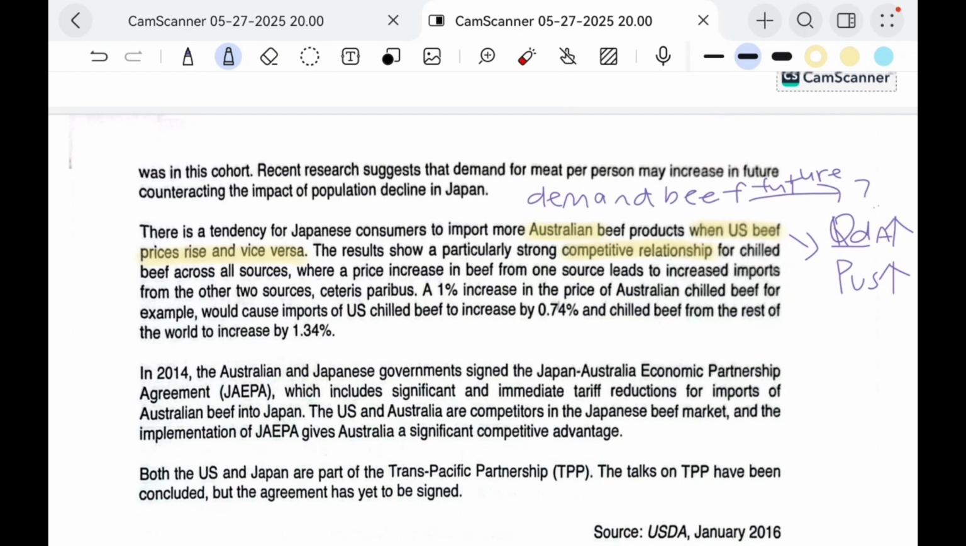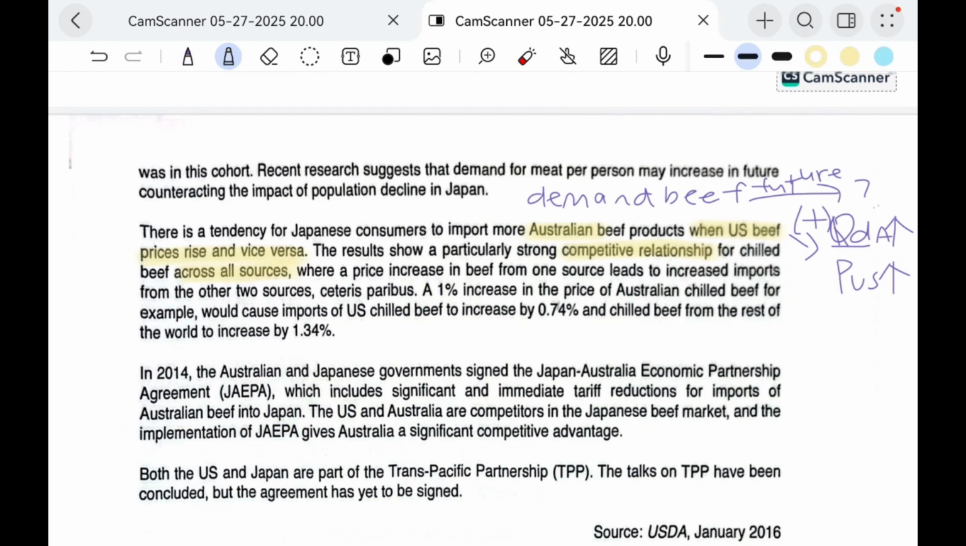They say a competitive. So you need to know what substitute actually means because they are competing for demand, maybe targeting the same pool of consumer also. Okay, then they talk about how there is a strong competitive relationship of chilled beef across all sources. So actually all 3 you can expect the CED to be positive because they are all substitutes. When an increase in beef lead to increase in import, blah blah blah.